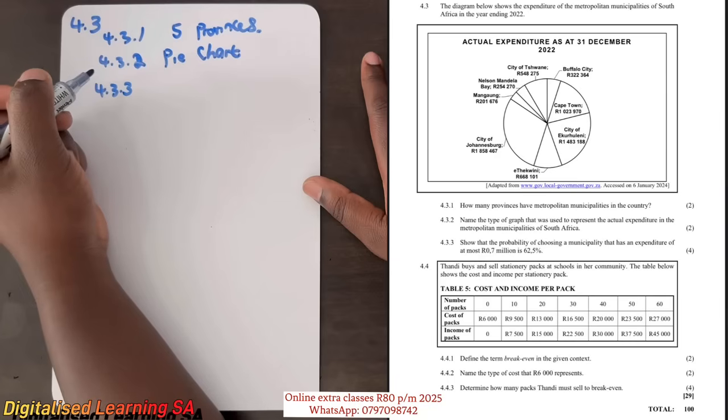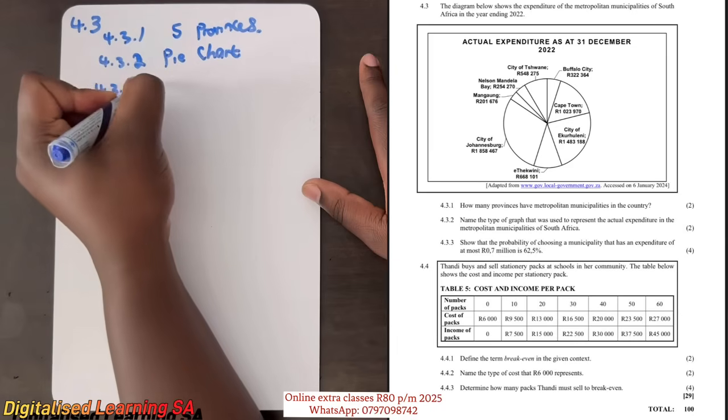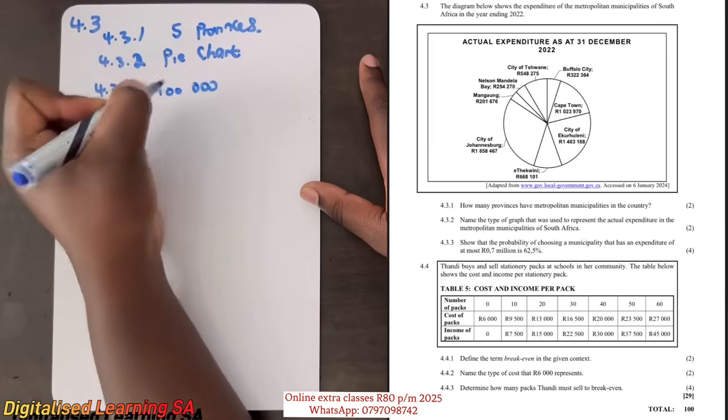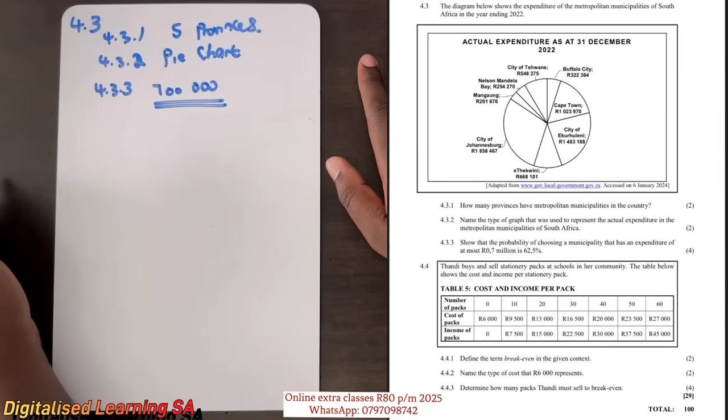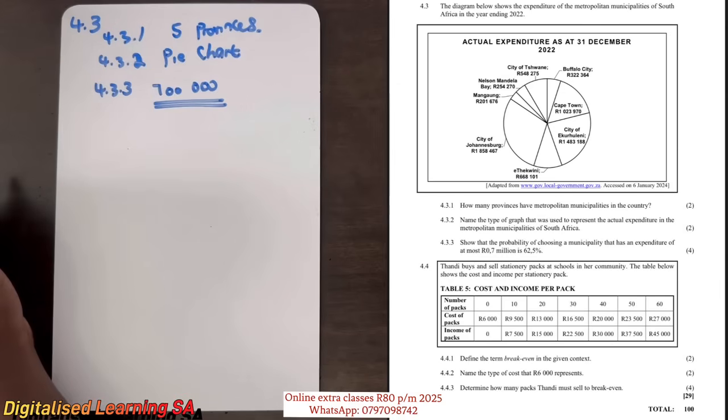So now let's move to question 4.3.3. Question 4.3.3 says show that the probability of choosing a municipality that has an expenditure of at most 0.7 million is 62.5. 0.7 million is equal to 700,000.